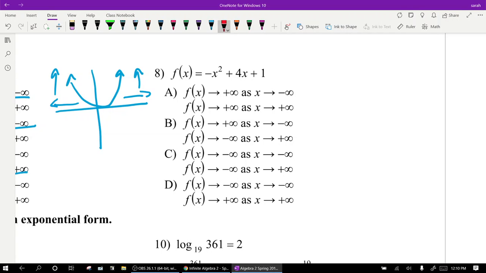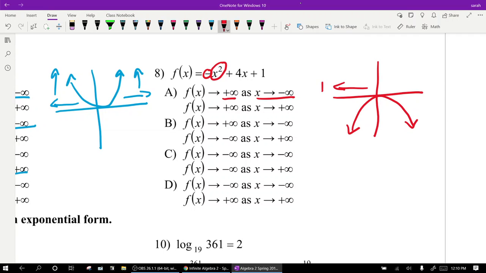Number 8. Okay, here we go. This is an even exponent, odd lead coefficient. So that is going to be our upside down or frowny face parabola. And here we go. As x approaches negative infinity, y approaches positive infinity. Not true. So we'll cut that one out. Alright, B. As x approaches negative infinity, y approaches positive infinity. Still not true. C. As x approaches negative infinity, y approaches negative infinity. That's true. As x approaches positive infinity, y approaches negative infinity. That one is the true one.